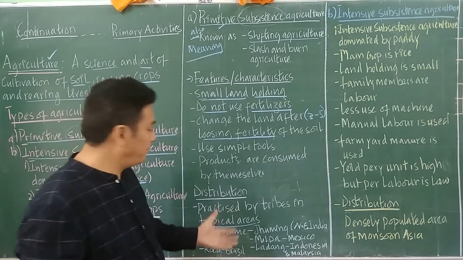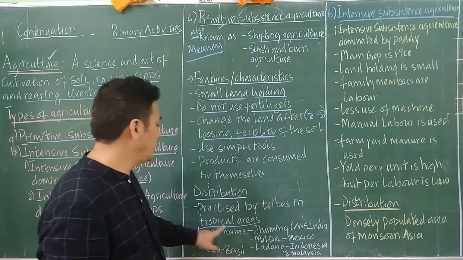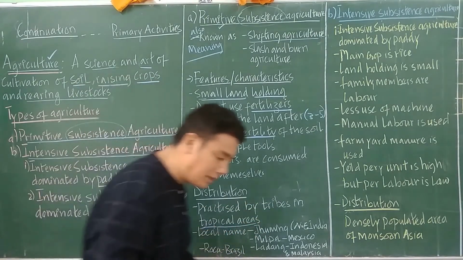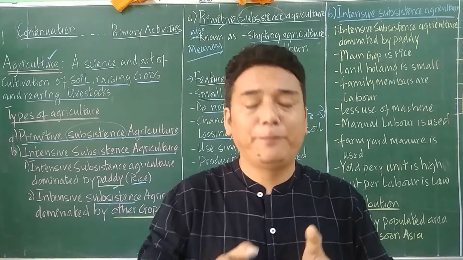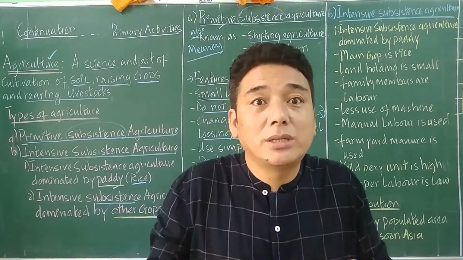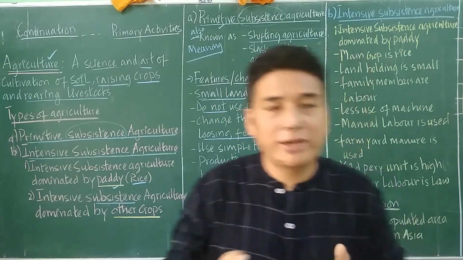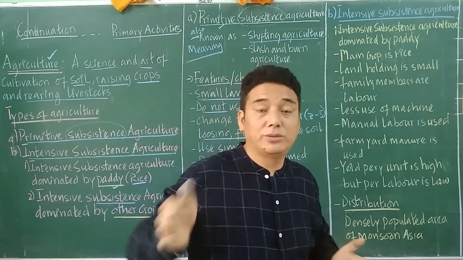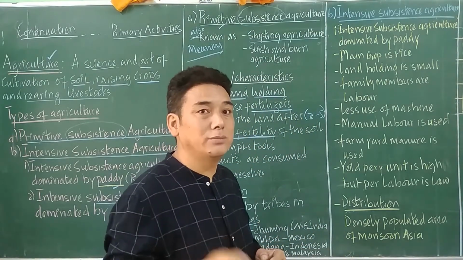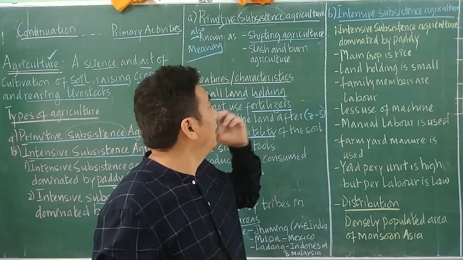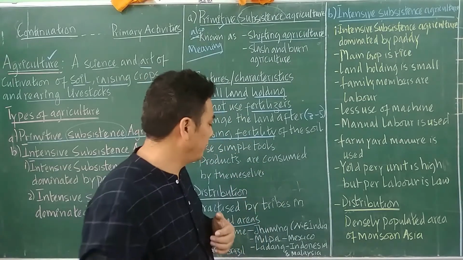And the distribution: where is it practiced? It is practiced in the tropical areas. Tropical area in the sense near the equator, all right, 0 degrees to 23.5 degrees. They practice slash and burn agriculture, which is also known as shifting cultivation.